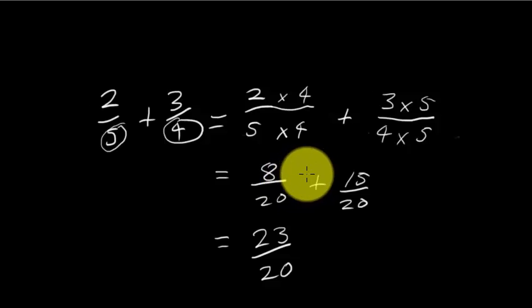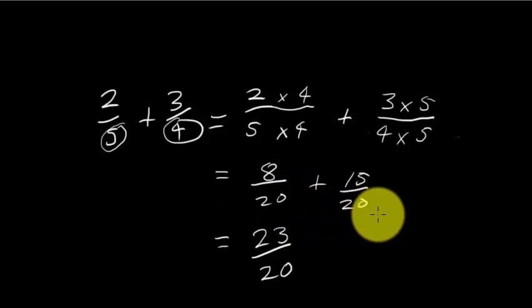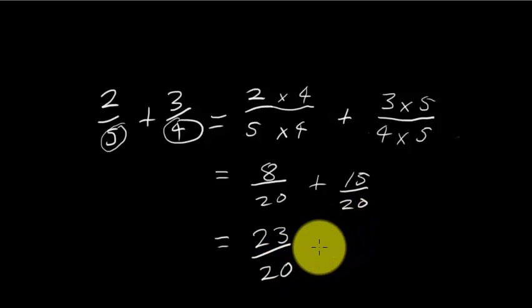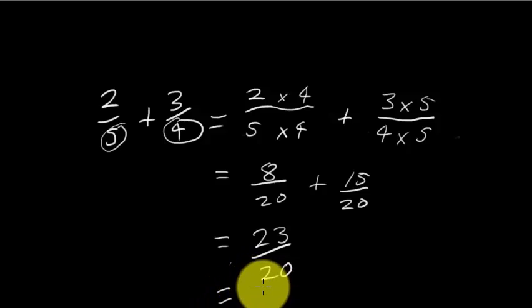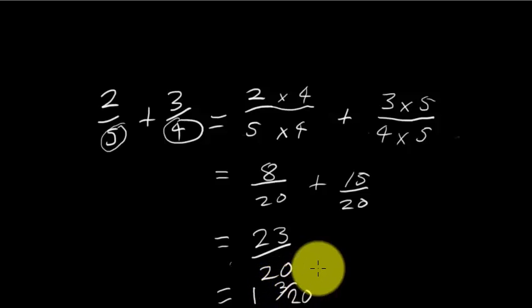Okay, and then you worked out with the common denominator of 20. We can now add those together. We get 23 over 20. And now we're not quite finished yet. We can simplify 23 over 20 to a mixed number. So you can have 1 and 3 over 20. So that's an example of adding fractions.